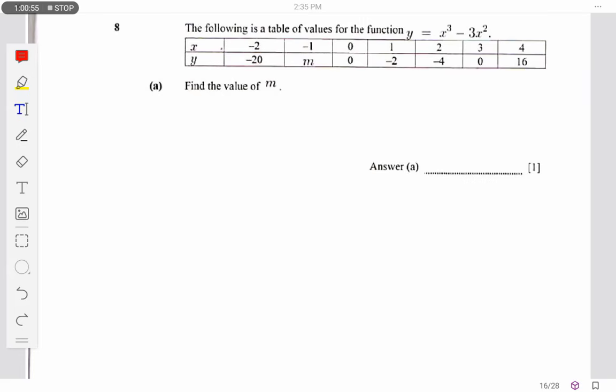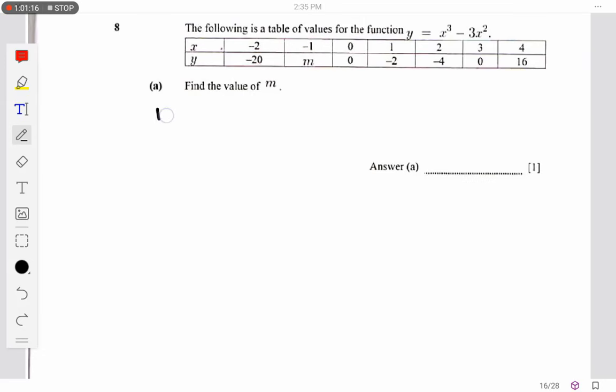They will cost you marks in the exam. Here we want to find the value of m. Normally they will give you 2. So we use the equation, this one, and then we substitute with x is minus 1.